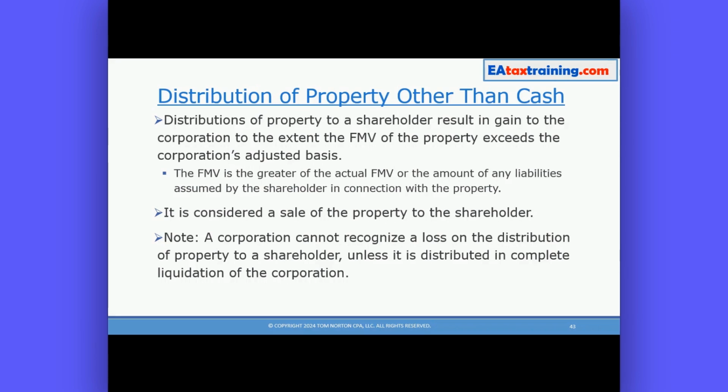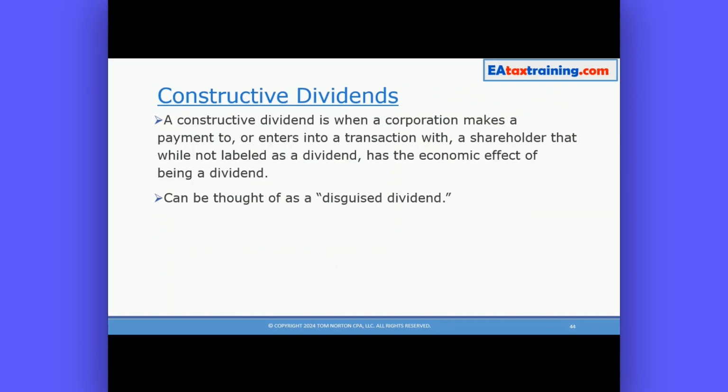And do note that the corporation cannot recognize a loss on a distribution of property to a shareholder unless it is in a complete liquidation. So we will talk about liquidations a little bit later. But other than in a complete liquidation, the corporation cannot take a loss. Again, that's one of those related party things. You can't take a loss by distributing this out to a shareholder who, of course, is a related party.